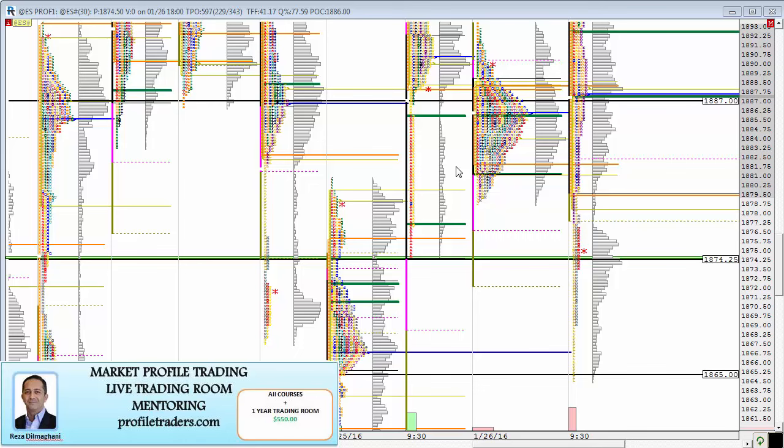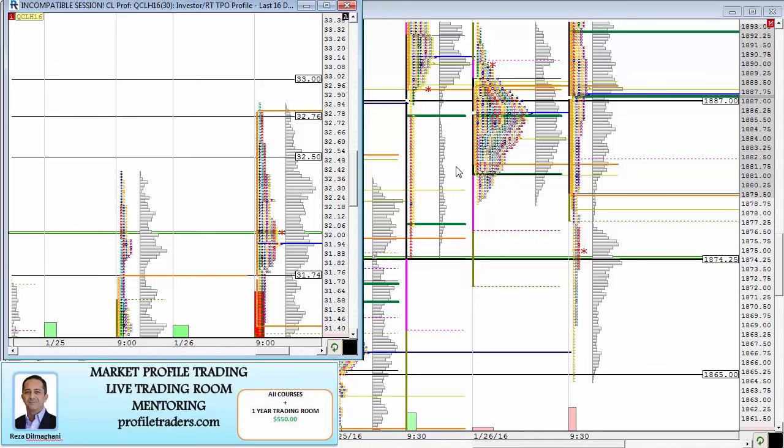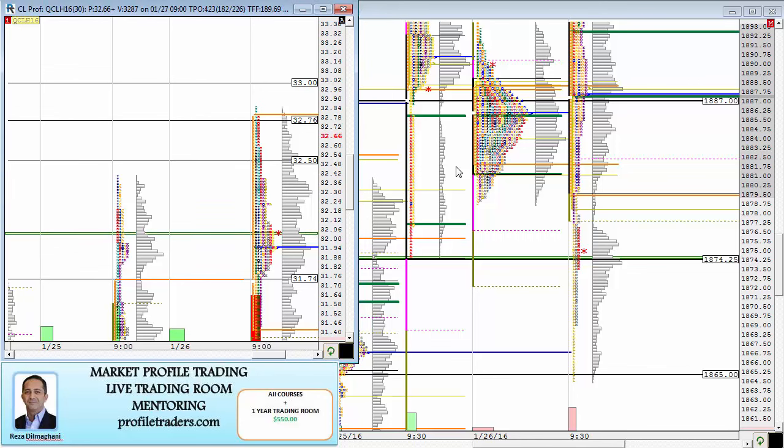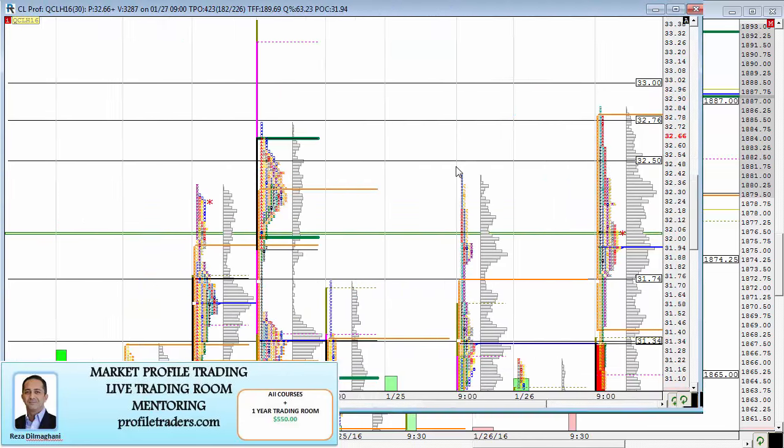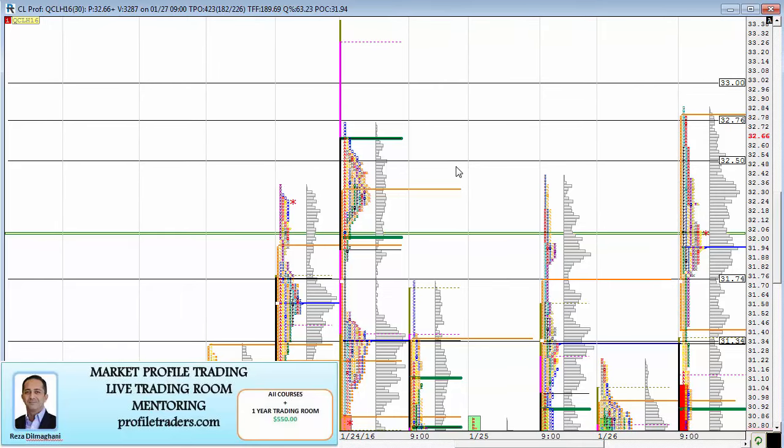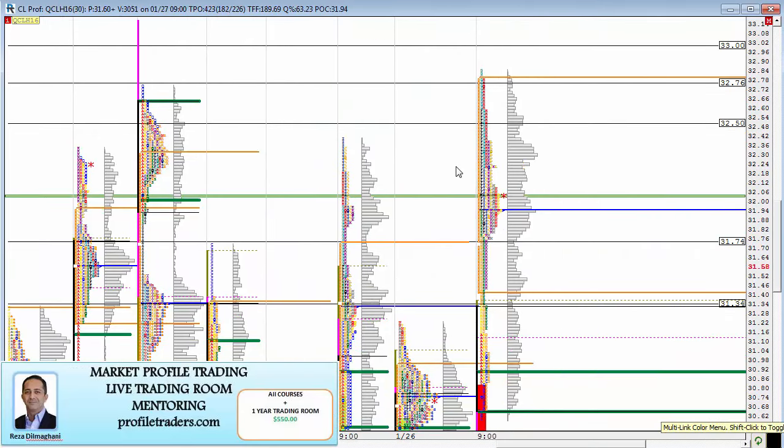Overall, market condition is extraordinarily weak. Will this change? We shall see. But so far, there is absolutely zero evidence of any kind of substantial strength in this market. Now let's go look at crude.